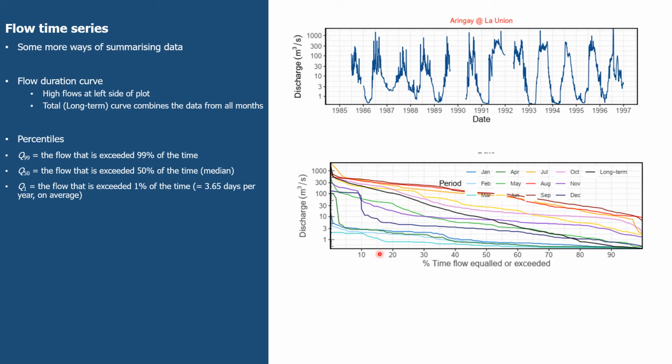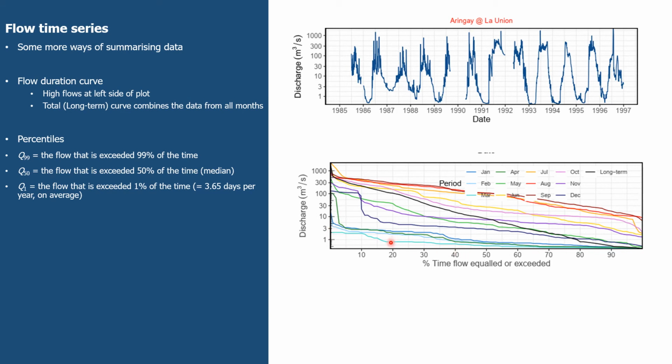The different coloured lines are for different months. So the dry season months plot down here because the flow never gets very high. So this is March, the one right at the bottom. The highest flow is only about 2 cubic meters per second. So it's right down the bottom.